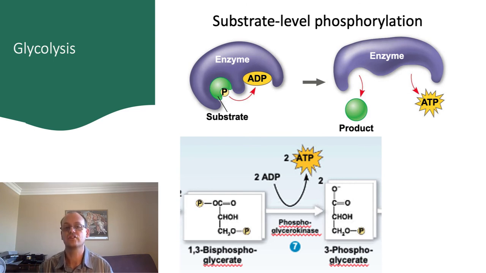Let's look at one of the reactions in the energy payoff phase that we just saw. In this case, the 1,3-bisphosphoglycerol is the substrate and has attached phosphate groups. The kinase binds the substrate and the ADP and then transfers the phosphate group to the ADP to make ATP.